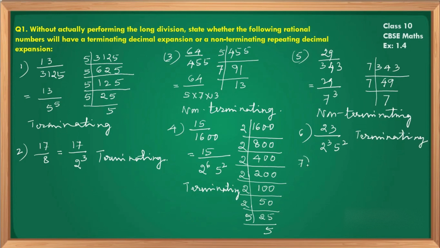Let us go for the seventh question, which is 129 divided by 2 square into 5 to the power 7 and 7 to the power 5. Now again here there is no working required. In the denominator you have 2 and 5, but you have 7 also. Therefore this rational number is non-terminating. Now the remaining sub-questions we can do in the next page.